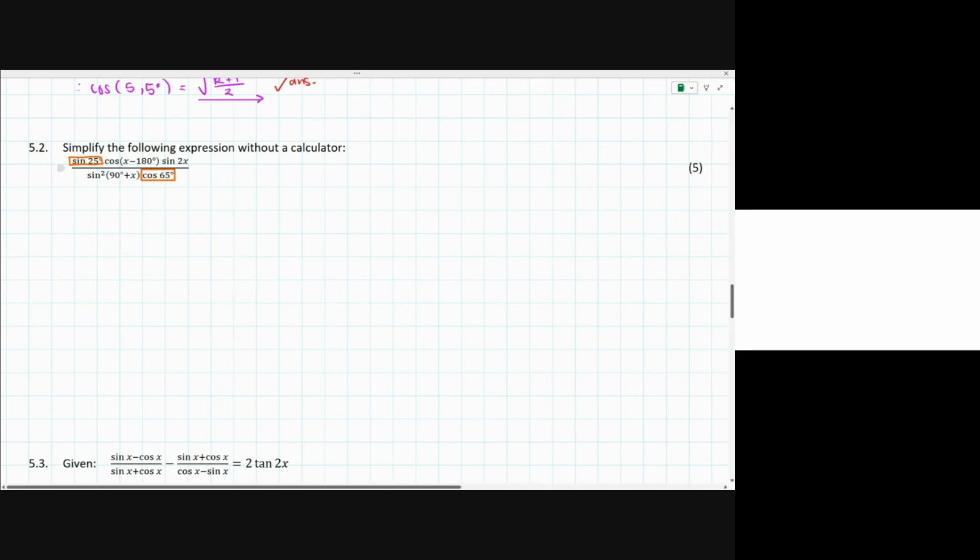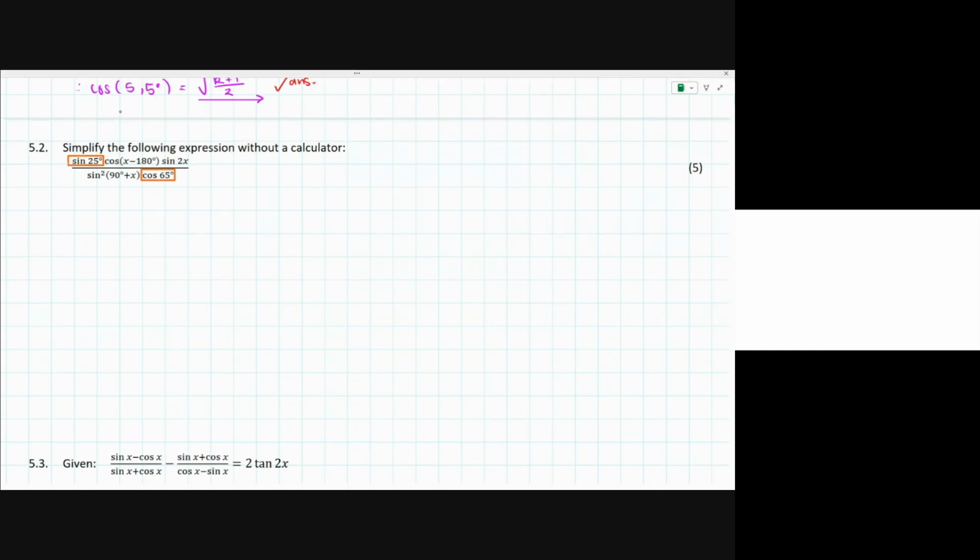Now, the way that you know you're going to work with a co-ratio is if those 2 angles add up to 90 degrees, they're a co-ratio pair. So 25 plus 65 is 90. That's a co-ratio. Okay, so that's the first thing that I noticed.